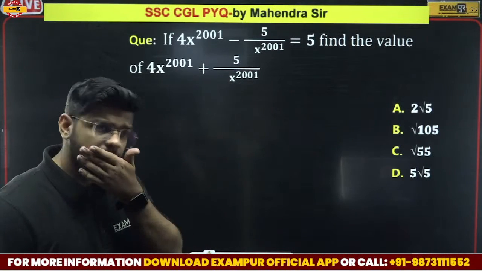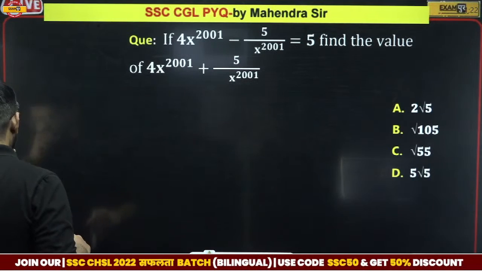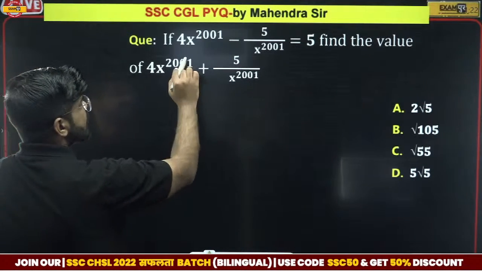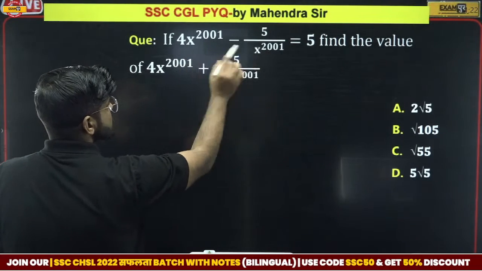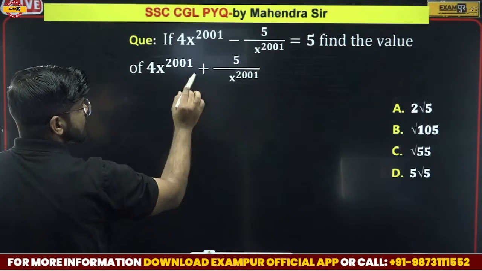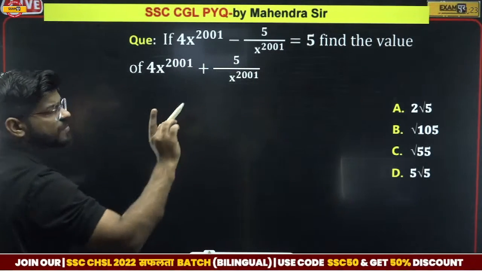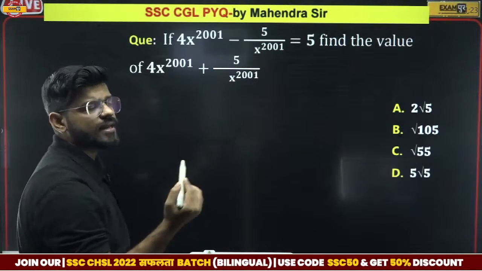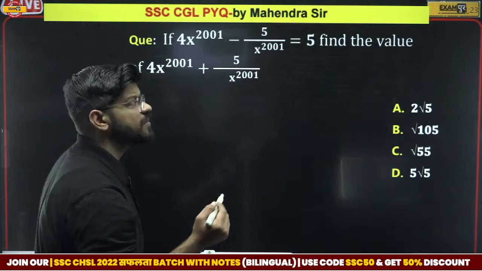Is it tough? Can I say that, sorry, this is nothing but A minus B, and this is nothing but A plus B. Is it similar? So A minus B is given, and we have to calculate A plus B here.